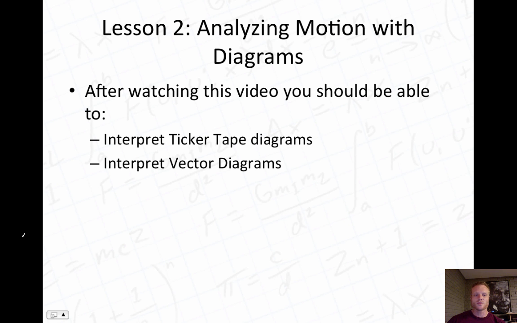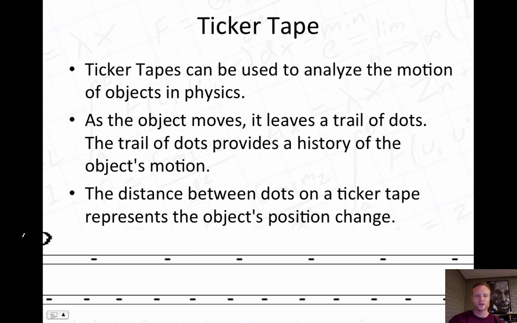In today's video, we're going to be talking about analyzing motion with diagrams. After watching this video, you should be able to interpret a ticker tape diagram and be able to interpret vector diagrams. So let's get right into it.